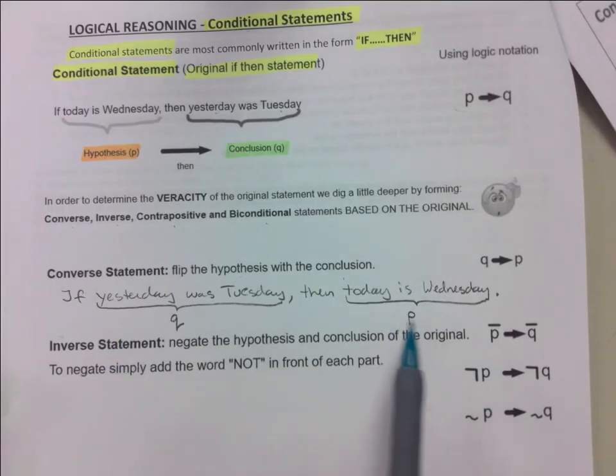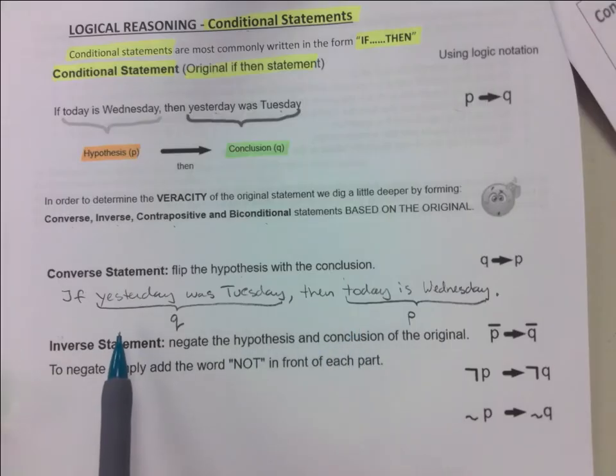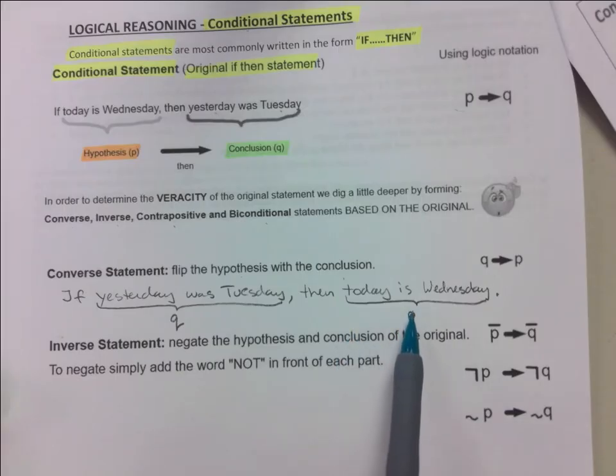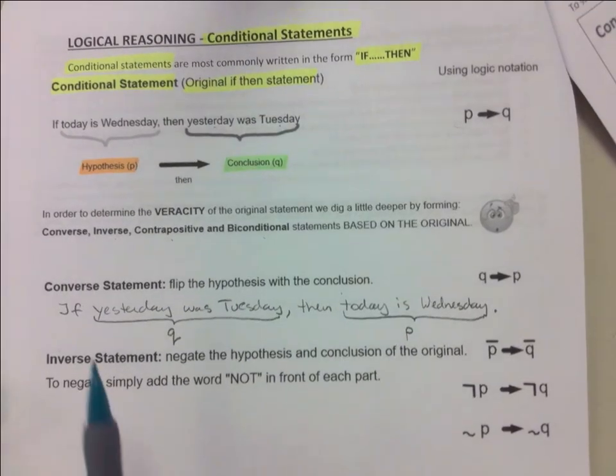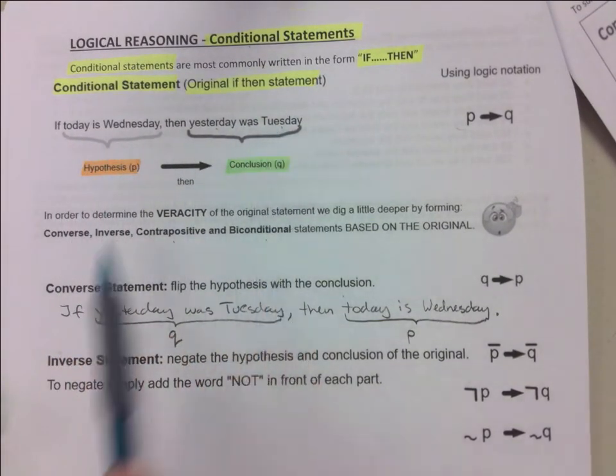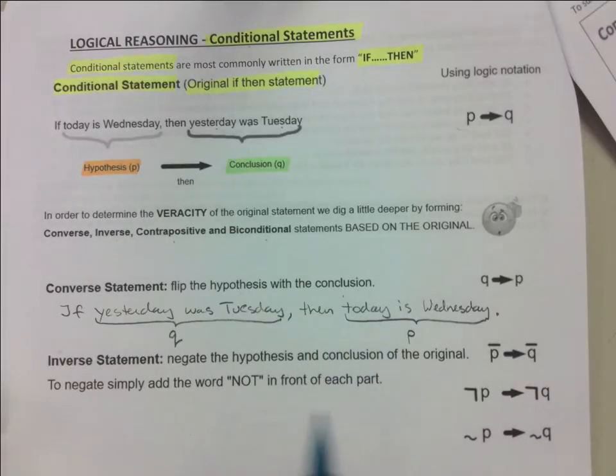If you read this statement, do you think this is still true? Like, can someone say all the time, if yesterday was Tuesday, today is Wednesday? Is there any problem with that statement? It's always going to be true. So in this particular example, the conditional and the converse are both true. Okay? There's nothing wrong with stating that. You'll never find a counterexample to that. Okay? You'll never find an instance where that's not true.